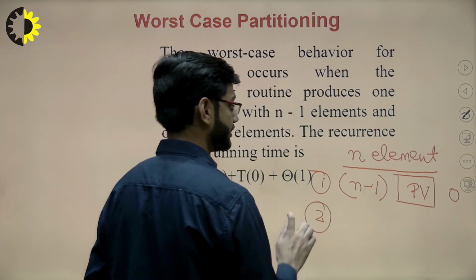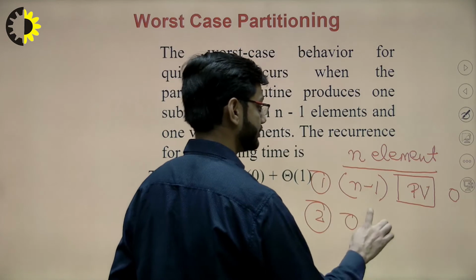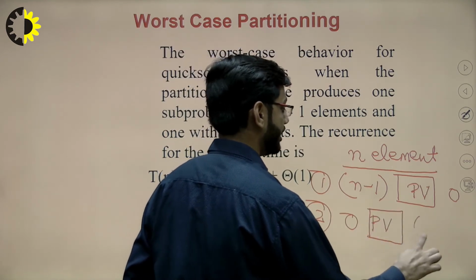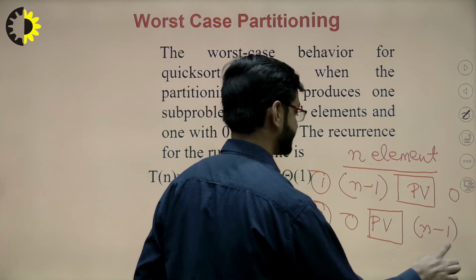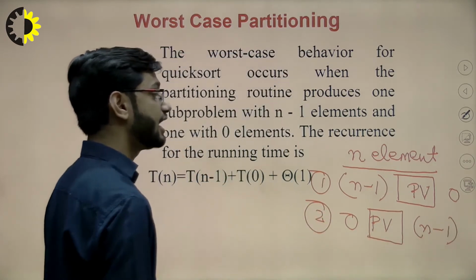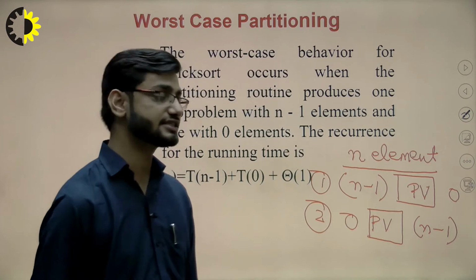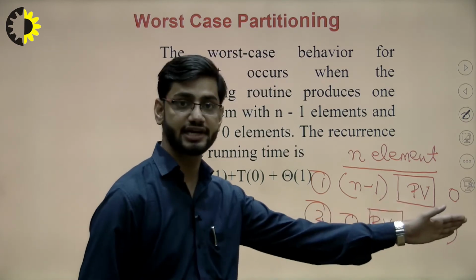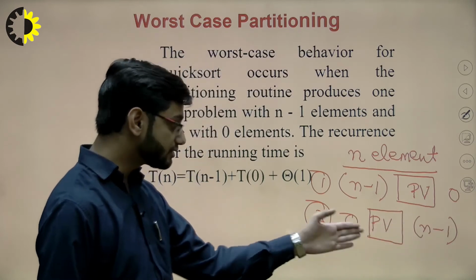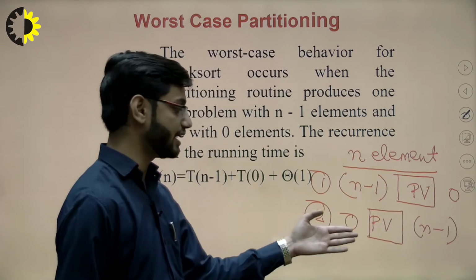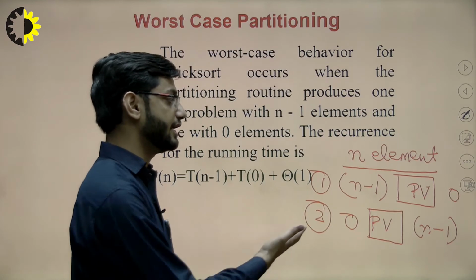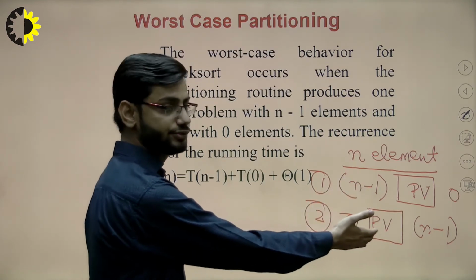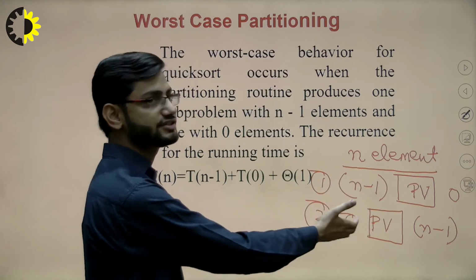Second case: here 0 elements, here the pivot element, here n minus 1 elements. So these are the two cases of worst case partitioning, where there is nothing after the pivot element, or there can be nothing before the pivot element. So here I am getting a left skewed array, and here a right skewed array. This is the unbalanced partitioning.